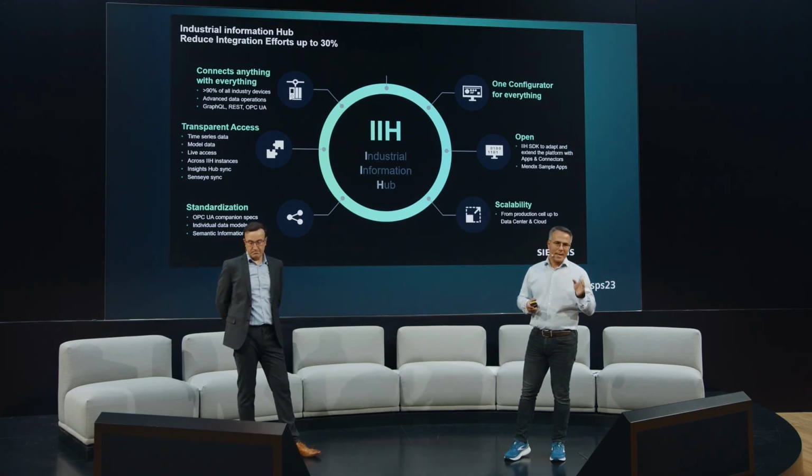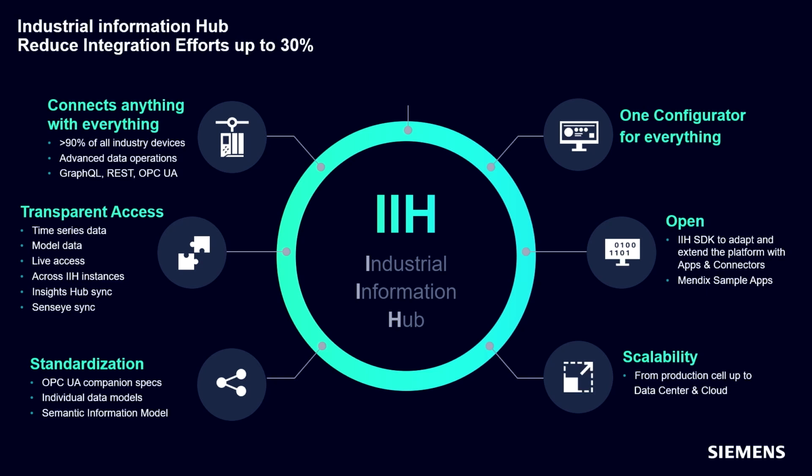Another aspect is scalability. It is given by distributing data and data model across IAH nodes from cell up to the cloud. And last but not least, Industry Information Hub is integrated with Siemens Xcelerator, Industrial Operations X, and Totally Integrated Automation. It's a part of that. Thereby, you can enable many more use cases by this seamless integration.